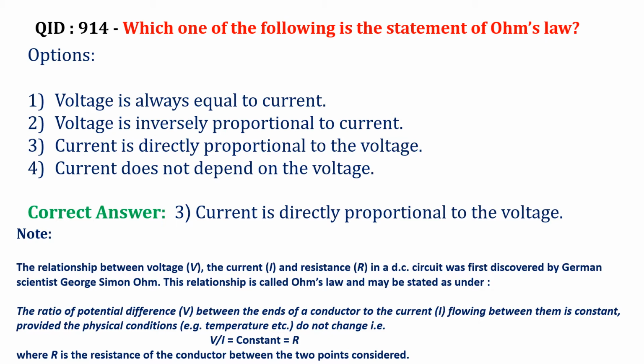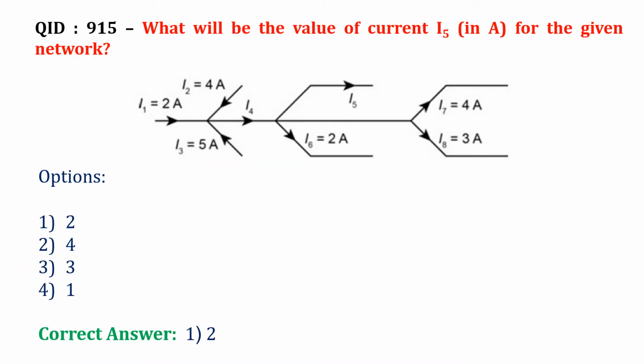Based on this scientist's name, we now name the resistance unit as ohms. In simple terms, the voltage is directly proportional to the current at constant temperature. The other options do not meet the statement, so option 3 is the correct one. Let us see the next question.